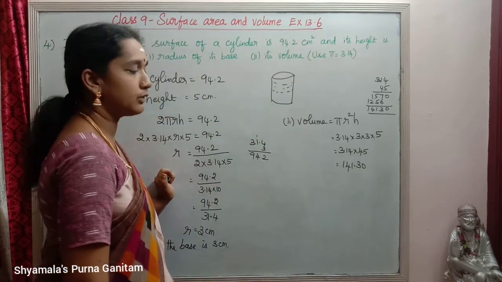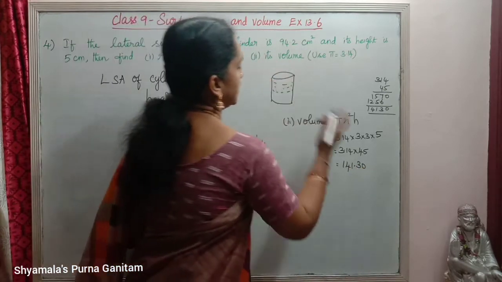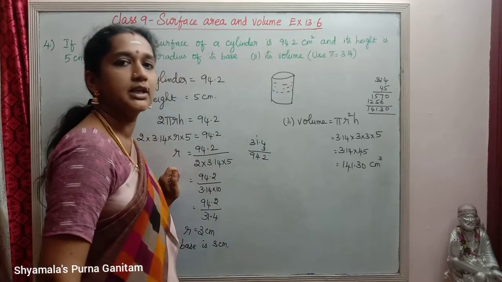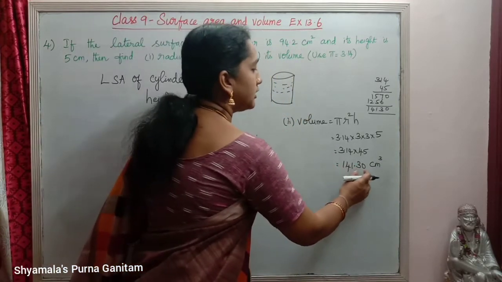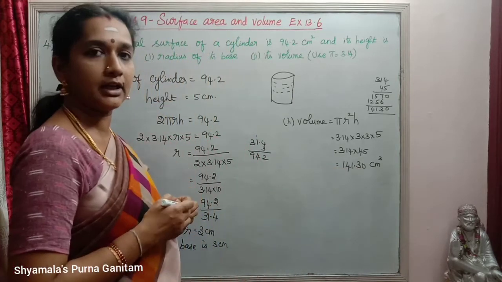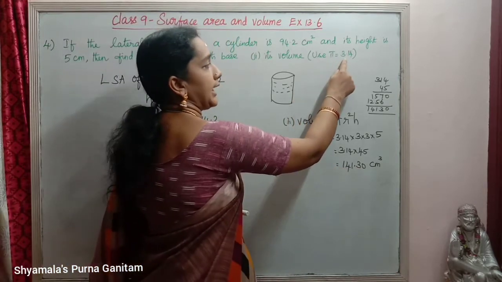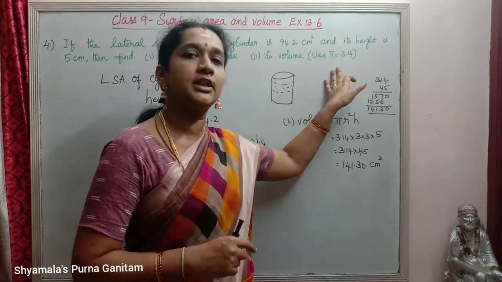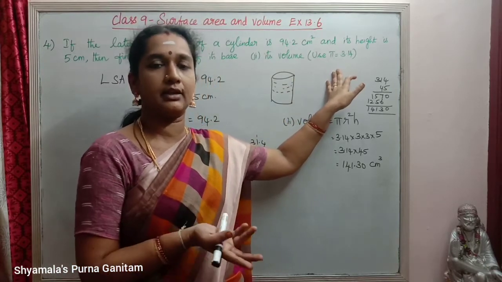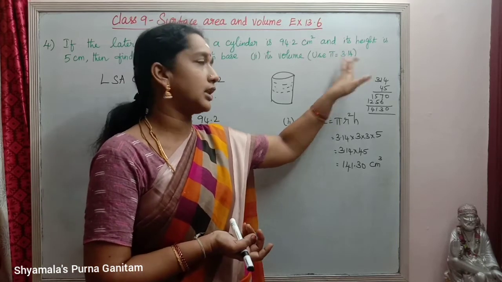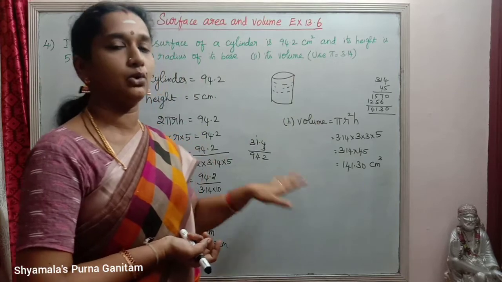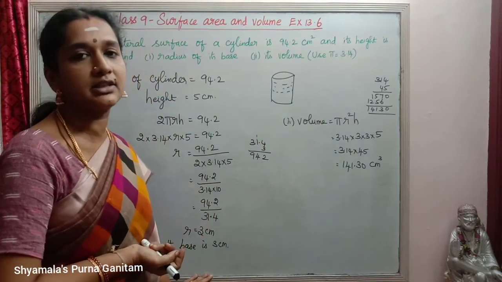141.30. Since it is volume, it is 141.30 centimeter cube. Here we are asked to take pi value as 3.14. If nothing is mentioned, any pi value can be taken, that is either 22/7 or 3.14. But if there is any specification, we have to use that only. For our convenience only, it is given like that.